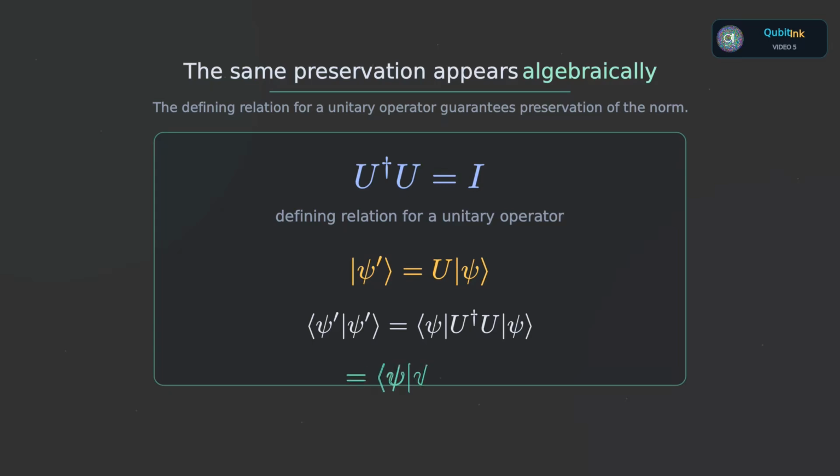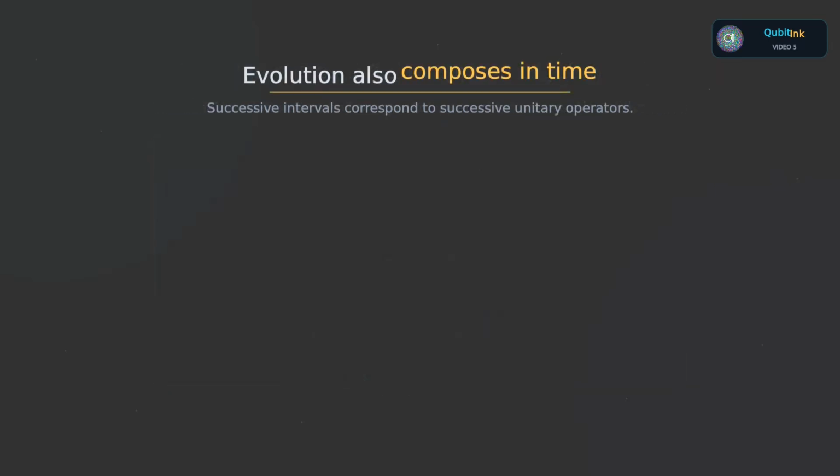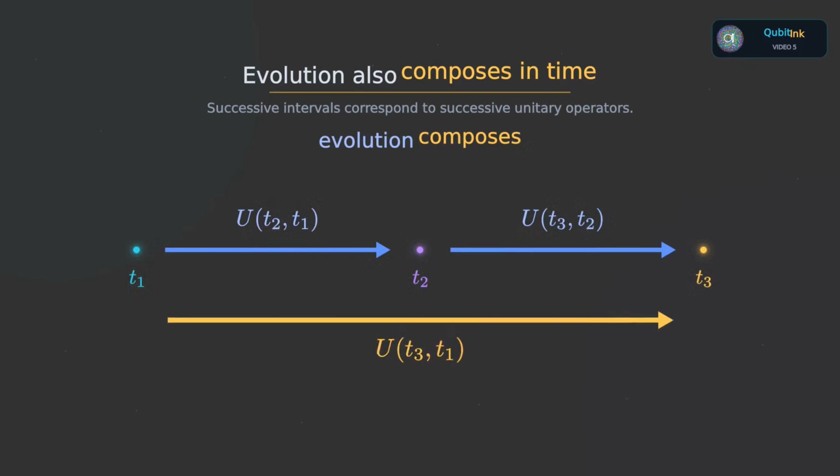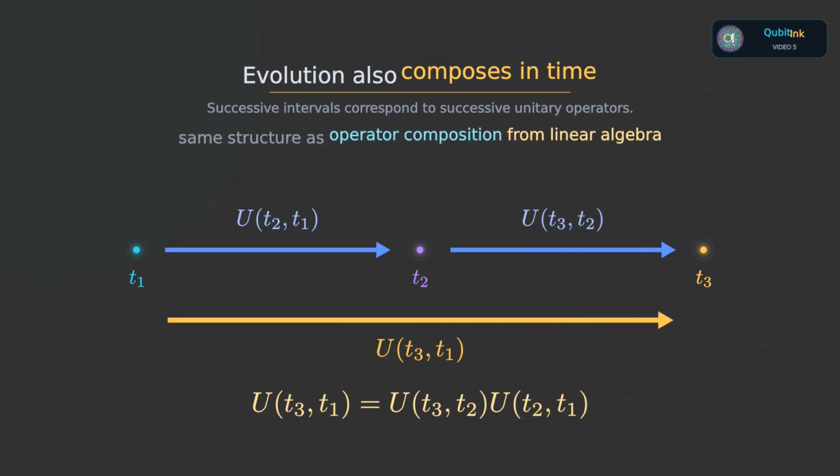If we started with a normalized state, we finish with a normalized state. There is another structural property worth noticing. Evolution composes in time. Imagine evolving from time 1 to time 2, and then from time 2 to time 3. The total transformation from time 1 to time 3 is obtained by applying those two unitary transformations in sequence. This is exactly the operator composition we already know from linear algebra. Time evolution has inherited the same structure.